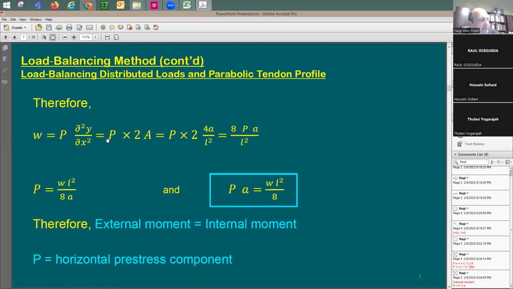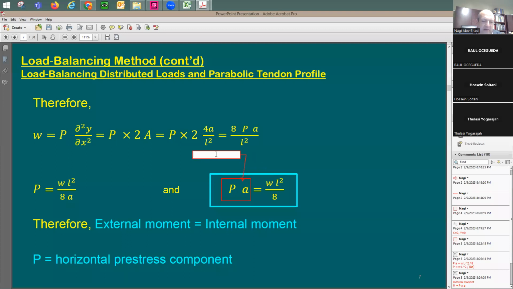Can I take it here? 4A divided by L squared, and then you have here 2A, right? Therefore, W equals 8PA divided by L squared. Okay. And look at this equation here. If you set this W equal to that, P is going to be equal to W L squared divided by 8A. This is the same equation that I'm going to put right there.